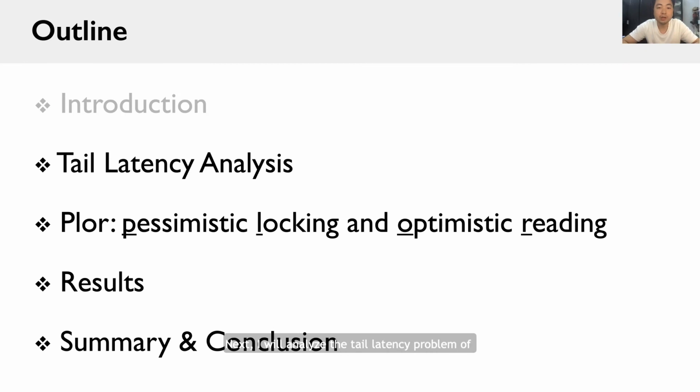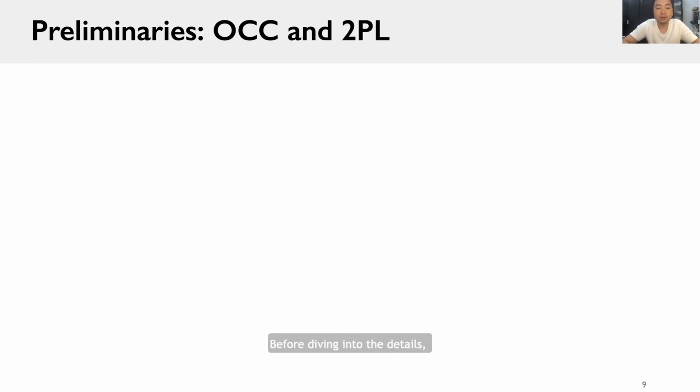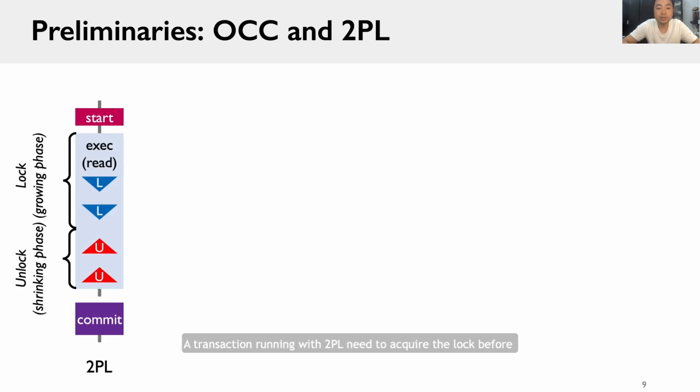Next, I will analyze the tail latency problem of existing in-memory database systems, which motivates our design of Plor. Before diving into the details, let's first have a quick look at the working process of 2PL and OCC. A transaction running with 2PL needs to acquire the lock before accessing the corresponding records. It enforces two basic rules. First, different transactions cannot own conflicting locks. Second, once a transaction releases a lock, it cannot acquire additional locks.